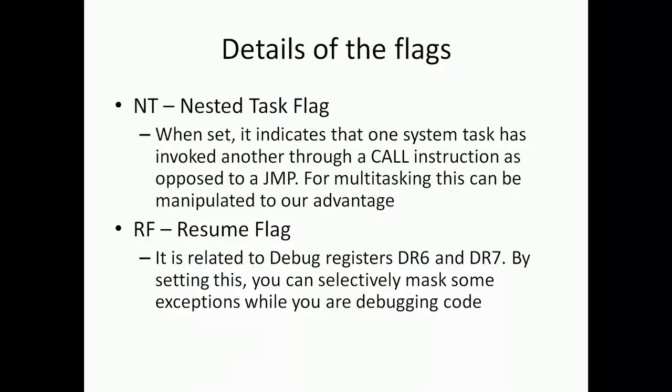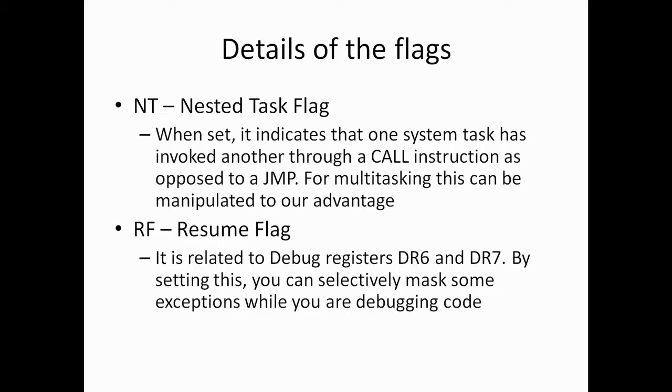And then there is something called a nested task flag. When set, it indicates that one system task has invoked another through a call instruction as opposed to a jump. So, what is a nested task? I call you, after you finish it has to come back to me, not to something else. What is a jump? I call you, then you execute. There is no necessity for you to come back. That is the difference between jump and call. And for multitasking, this nested task flag can be manipulated. This is very important.